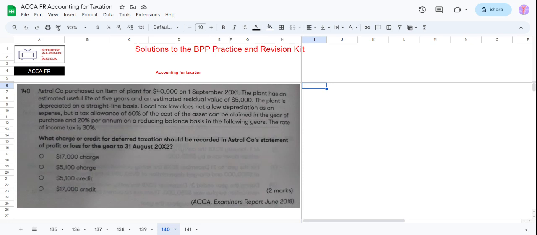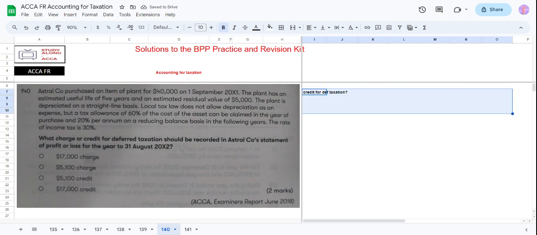This is related to accounting for taxation. The question asks what charge or credit for deferred taxation should be recorded in the statement of profit or loss for the year ended 31st August 2022 or 2012, whatever you want to call it. So the ask is to tell the credit for deferred taxation. Let me increase the font size a little bit.